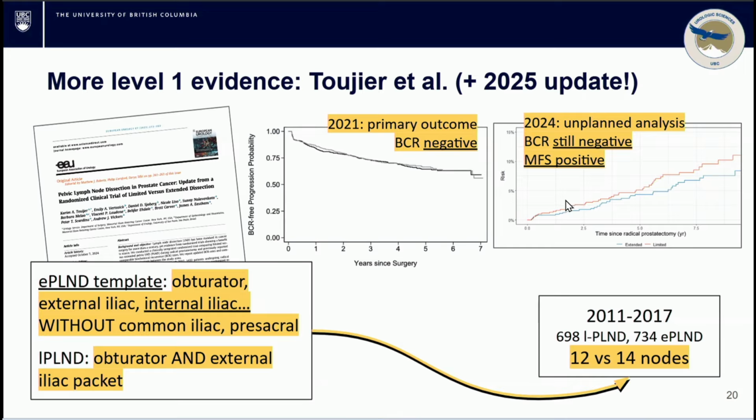They did end up finding a signal in post hoc analysis for metastasis-free survival, both any metastasis and distant metastasis. This is the Kaplan-Meier curve that you're looking at on the side. And what you see is about an absolute risk reduction from 11% in the limited template to around 8% in the extended template for MFS. So that's an ARR, or absolute risk reduction, of 3%. And that's in all comers.